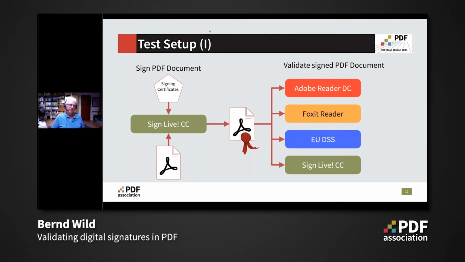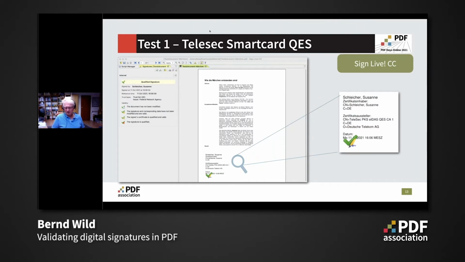So let's start with the first one. I'm just signing the Telesec document. It's a German text about a fairy tale. We have used here the Telesec smart card with a qualified electronic signature. The signer is an employee of our company, Susanne Schleicher, and you see here already the validation result of this signature.